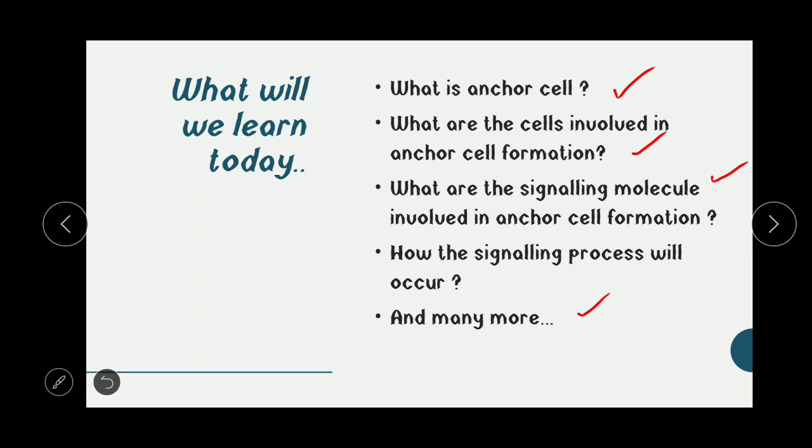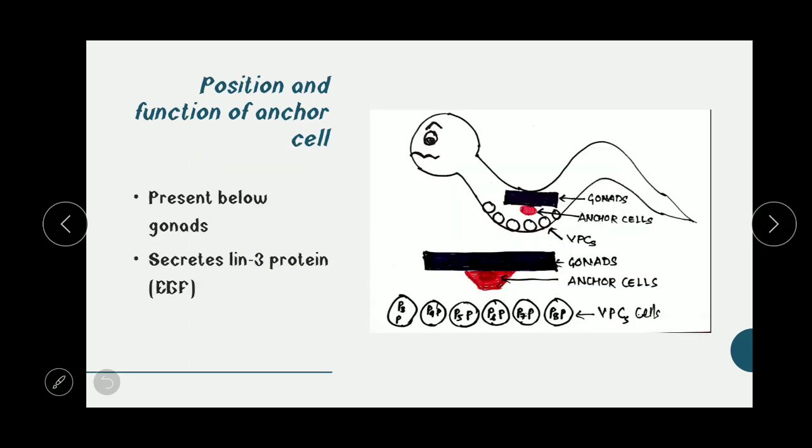In our previous video, we discussed the vulva formation in C. elegans, and there we saw the role of anchor cell. Let us recapitulate on that. First of all, the position and the function of anchor cell. In this diagram, we have seen the gonads, the anchor cell and the VPC, that is the vulval precursor cell.